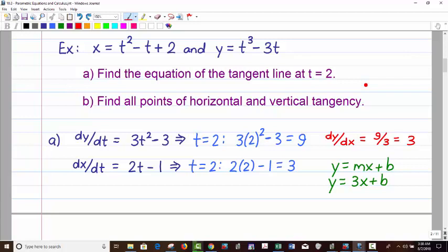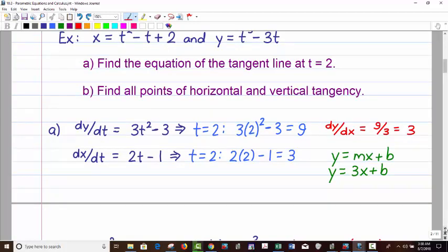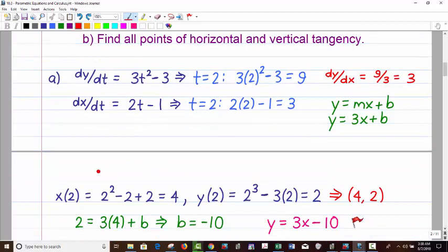So all I have to do now is take y equals mx plus b. I know the slope is now 3. So what I have to do is find out what x and what y are based on t equals 2. No problem. Just plug them right back into these two equations, which I've done on the next line down here. So you see that x of 2 will equal 4. Y of 2 equals 2. So when t equals 2, you're at the point 4, 2 on the graph.